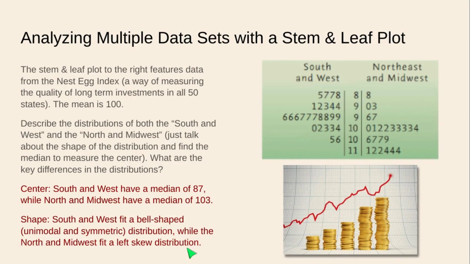While the North and Midwest fit more of what you might call a left skew distribution. Keep in mind, this refers to 88, 90, 93, and so we're going up in the numbers as we go down the chart. So that being said, the bulk of our data would be on the upper end, 100 and up, with a couple of lower values in the North and Midwest. Yep, so we would say it is left skew. So the distributions are a little different as well.